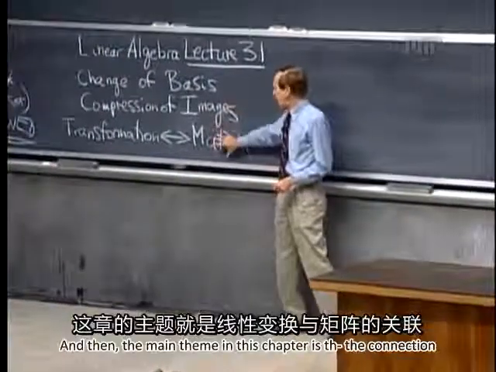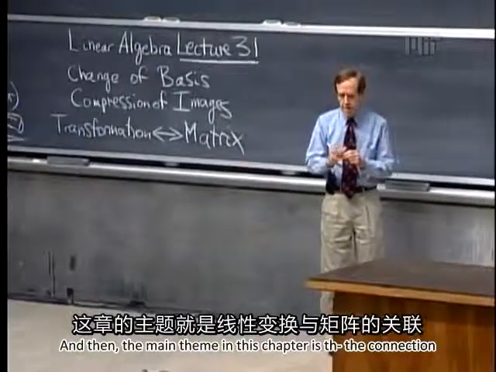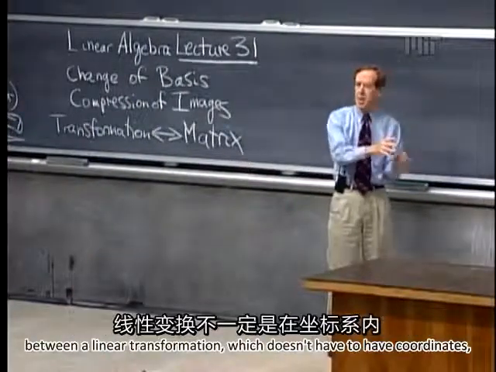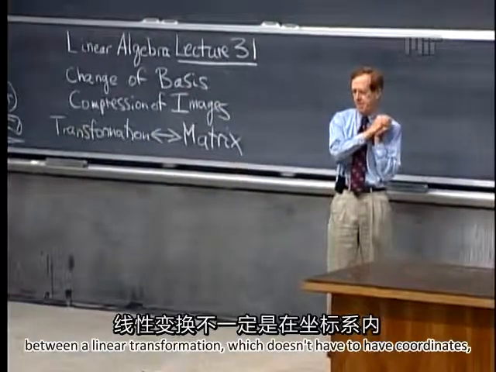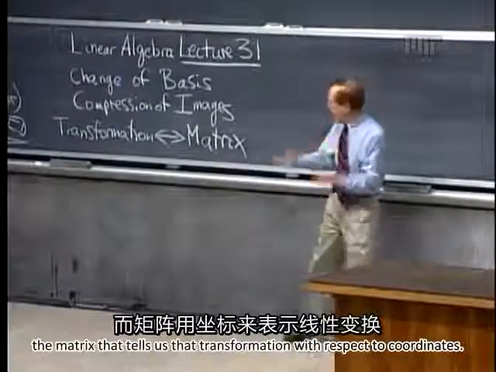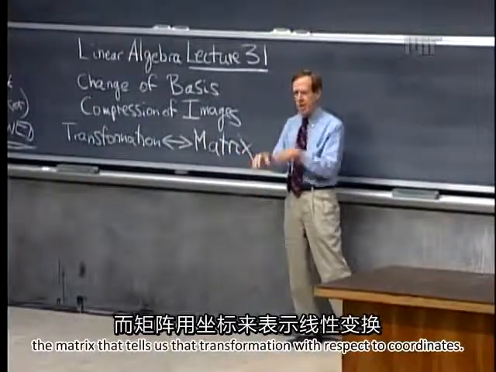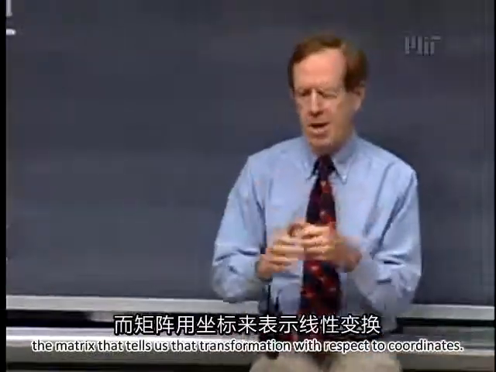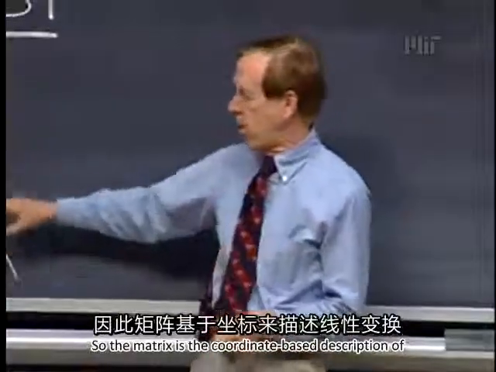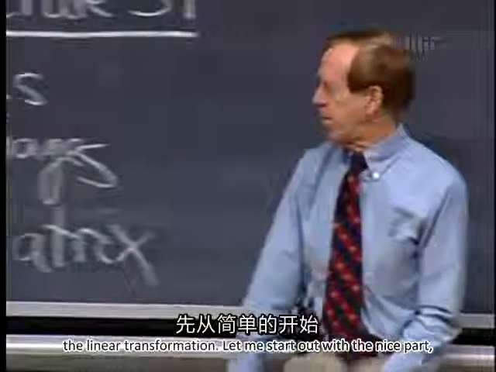And then the main theme in this chapter is the connection between a linear transformation, which doesn't have to have coordinates, and the matrix that tells us that transformation with respect to coordinates. So the matrix is the coordinate-based description of the linear transformation.